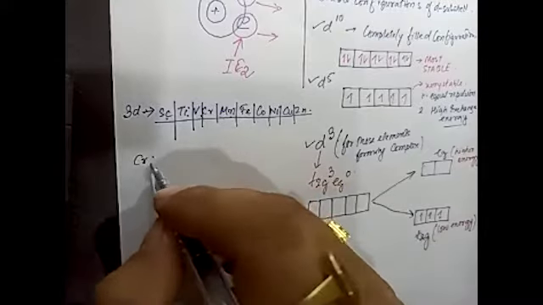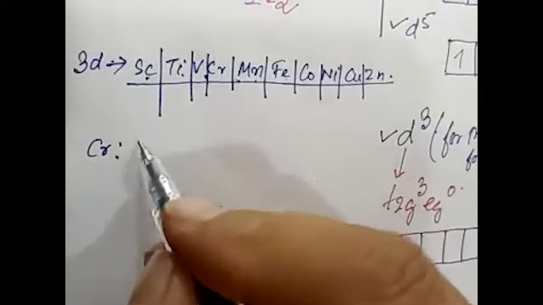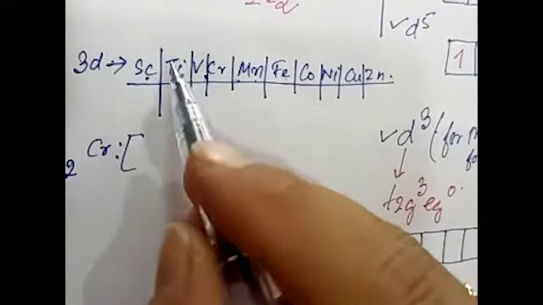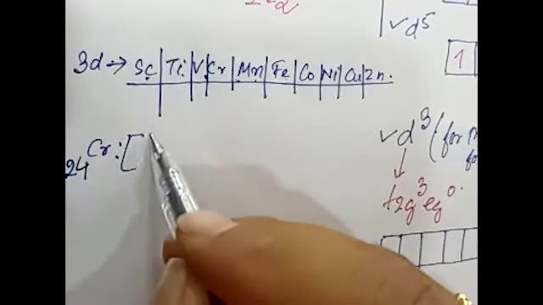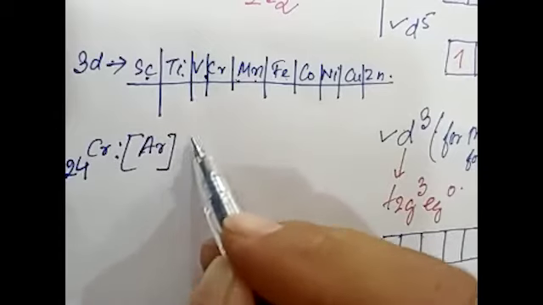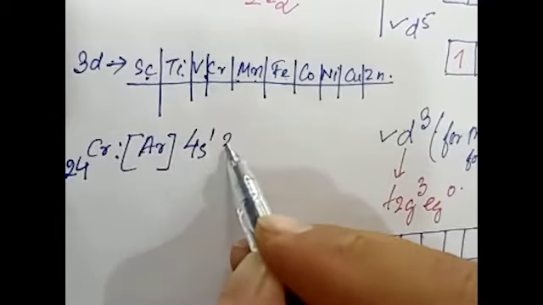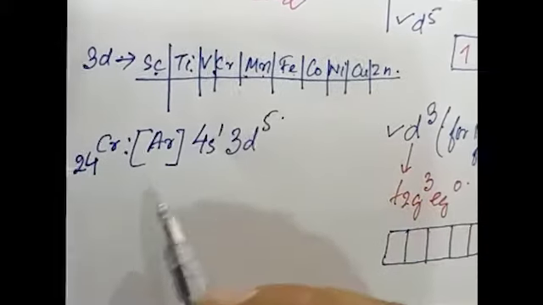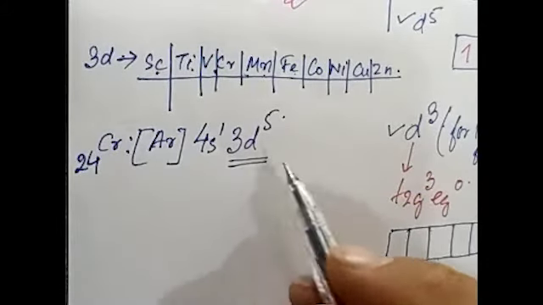Okay, I write chromium. What will be the configuration of chromium? Chromium will be simply, because atomic number of chromium is 24 (21, 22, 23, 24). So the configuration is a special configuration, right? That is 4s1 3d5. Okay, so it retains the d5 configuration.